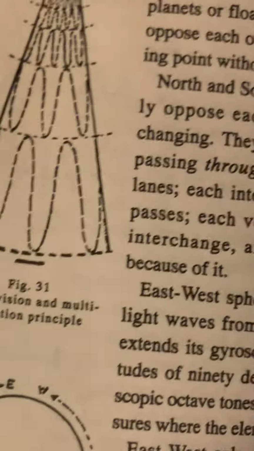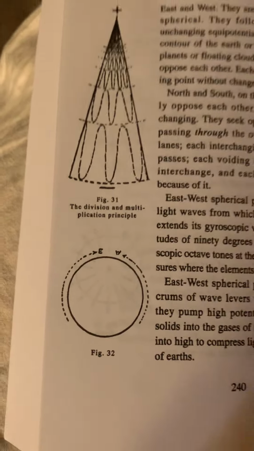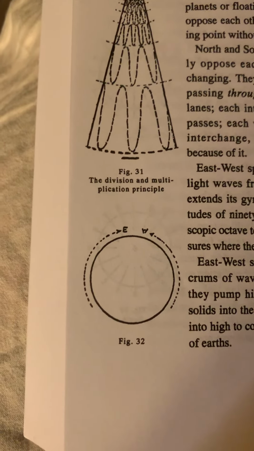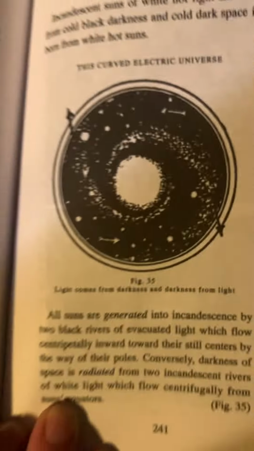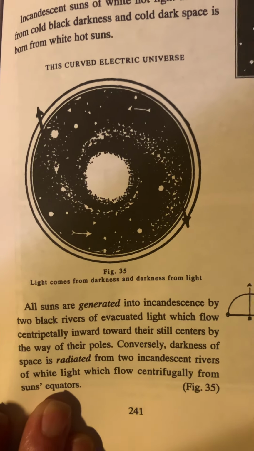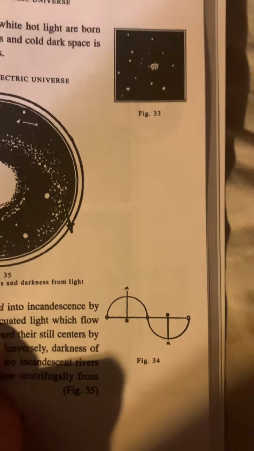Figure 31, the division and multiplication principle. Figure 32, east-west. Figure 35, light comes from darkness and darkness from light. 33 and 34. Okay, so I'm going to start back over here.